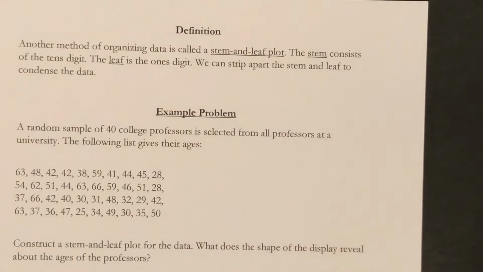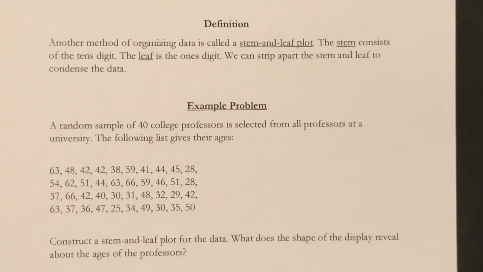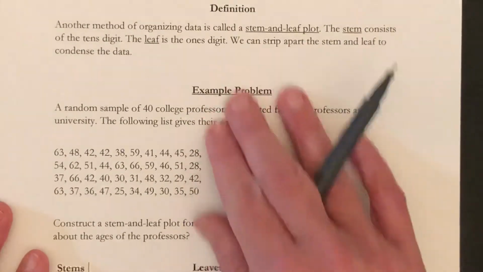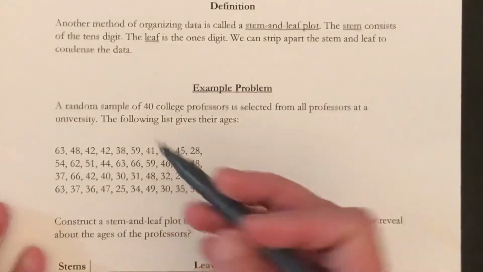Another way of organizing the data is called a stem and leaf plot. The stem consists of each tens digit, and the leaf is the ones digit. Basically, we strip apart the stem and the leaf, and we are able to condense the data. We're going to reduce the number of times we have to write down the tens digit. So if we're given this set of data here, we have 40 elements.